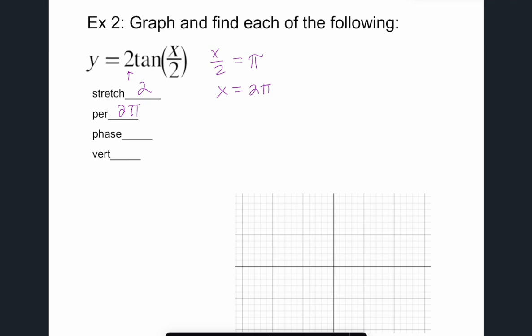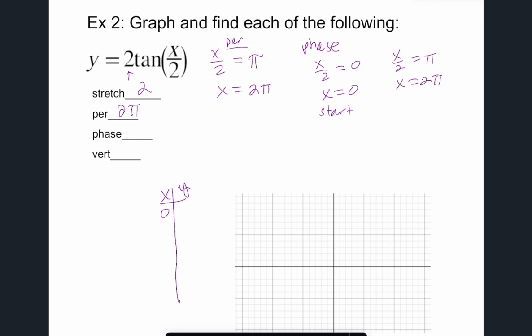Our phase shift, so that's your period. Our phase shift, you're going to set the parentheses equal to 0, so we still get 0. Now that's our starting value on our chart. Remember, your ending value is where you set that equal to pi. So our ending value for this one ends up being 2 pi.